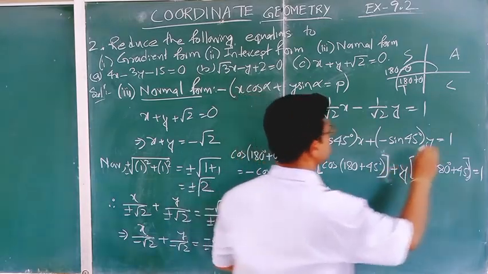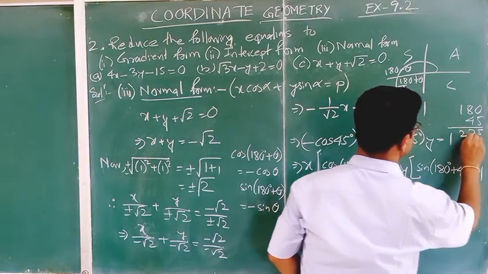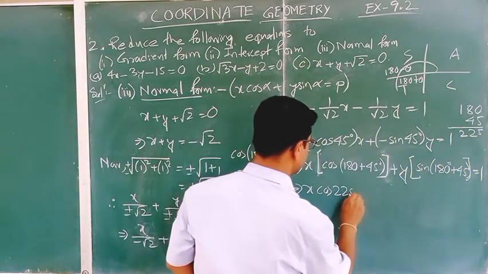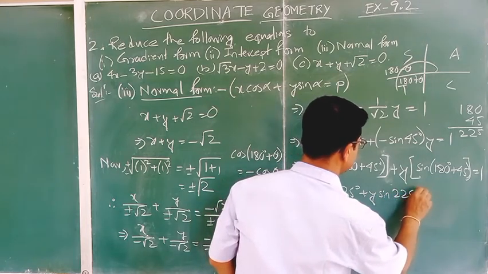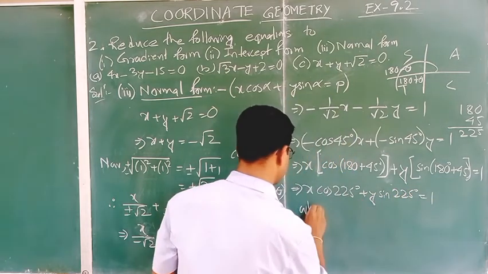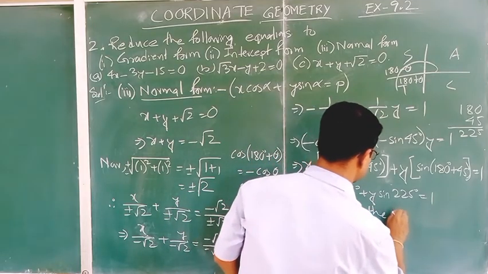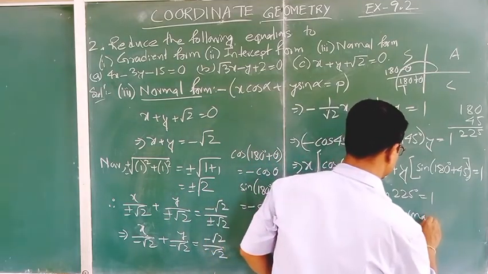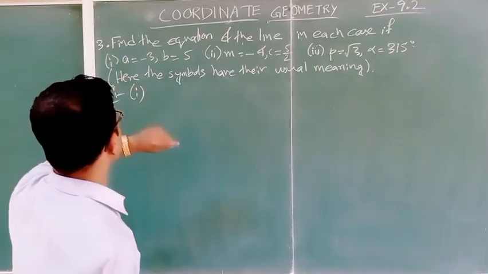Let us add 180 plus 45, 225. Cos 225 degree plus y sine of 225 degree is equal to 1, which is in the normal form. Have you understood this? We have taken number 3. Let us read the question.